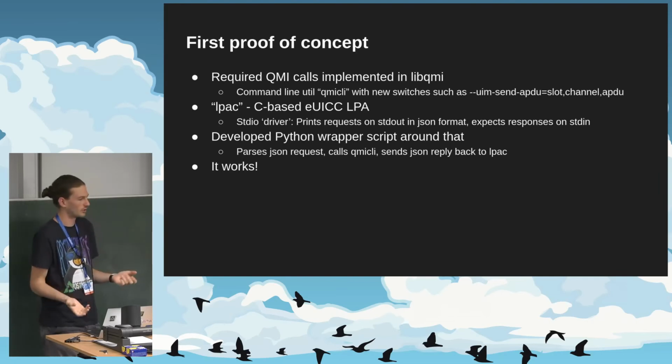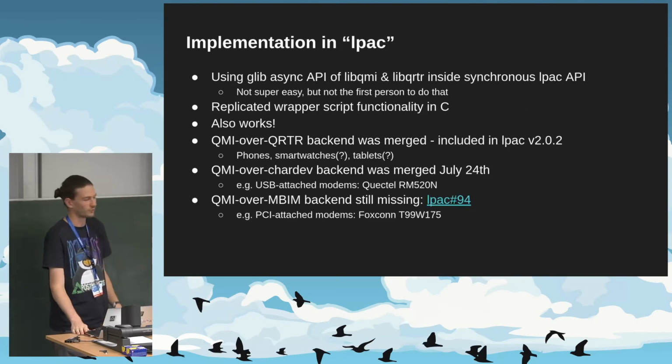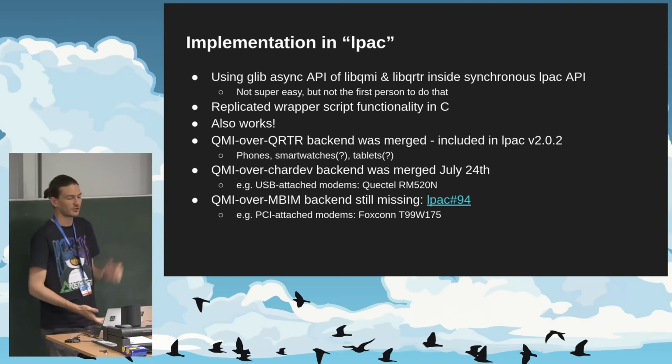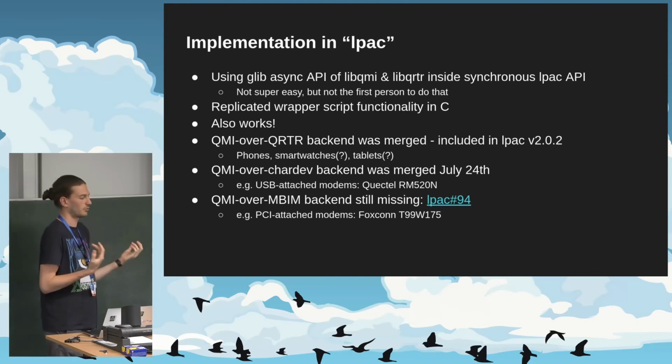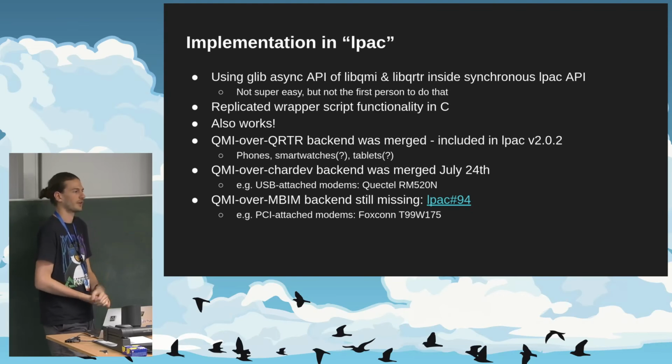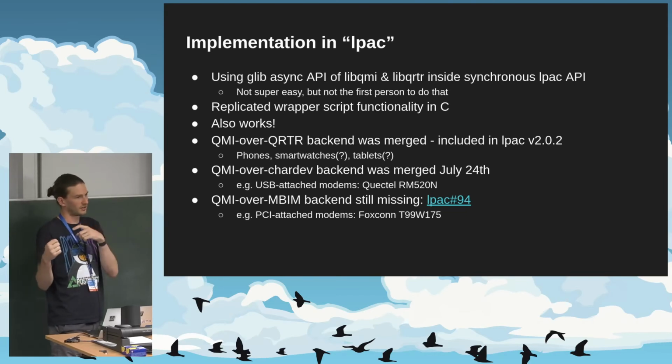While it does work, it's of course better to have something integrated in LPSC directly, so you don't have to worry about weird wrapper scripts and parsing output in Python. And so the implementation in LPSC: libqmi is a glib-based project, and they provide the API over basically glib async. So you send a request to it, and you provide a callback, and then libqmi calls the callback with the glib main loop.